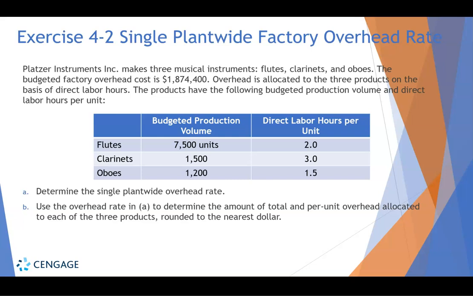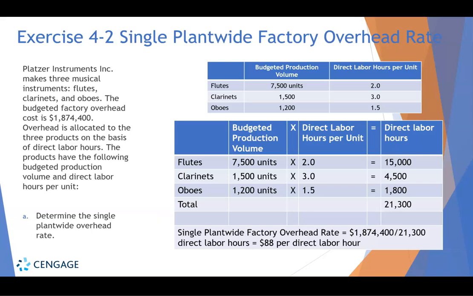and direct labor hours per unit. So you see flutes have 2 labor hours per unit, clarinets have 3, and oboes have 1.5. And here we see the volume. So we need to determine, first of all, the single plant-wide overhead rate. So we'll have to look at flutes. They need 15,000 direct labor hours when we take the volume times the number of hours. Clarinets need 4,500, and oboes need 1,800.